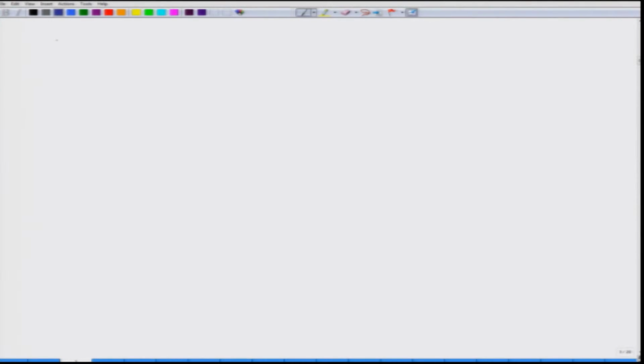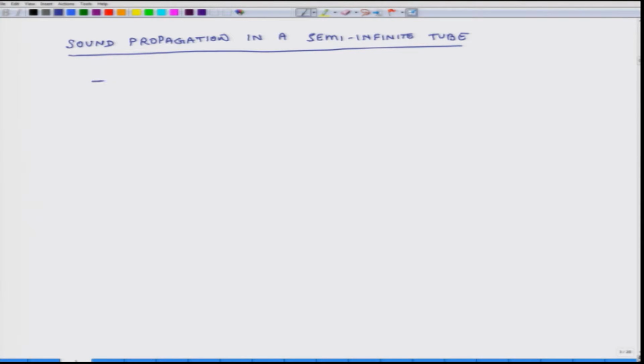What we are going to solve is sound propagation in a semi infinite tube. So, how does it look like? Consider a long tube.